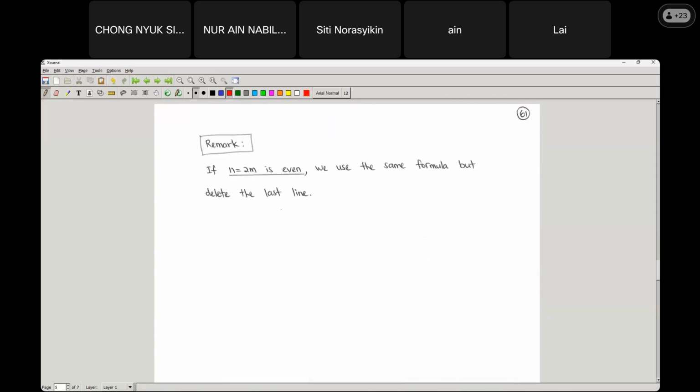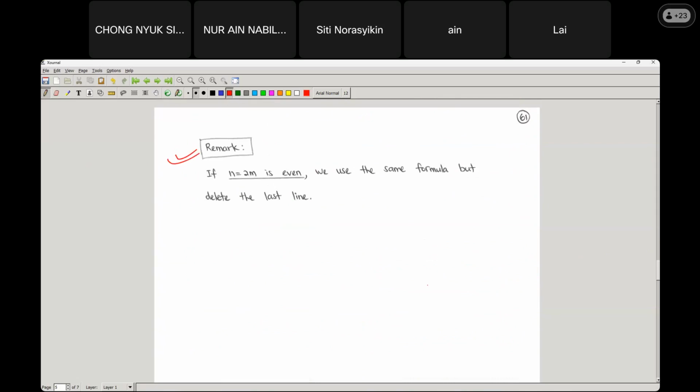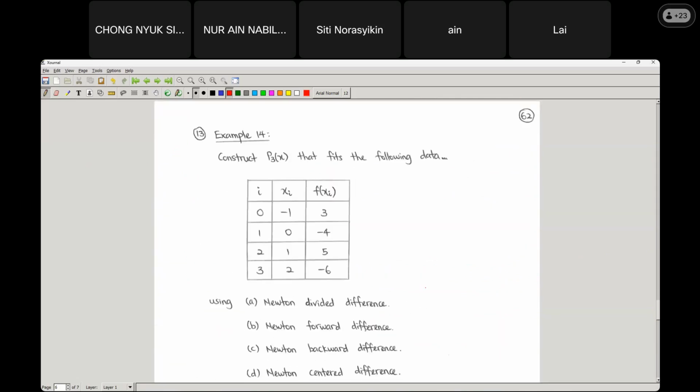Okay, I put a remark here. So you see, this is a remark that I have explained to you. Okay, so for the next, I would like to show you an example, because by showing you an example, you can see better. Okay. Now, let us take a look at example 14.